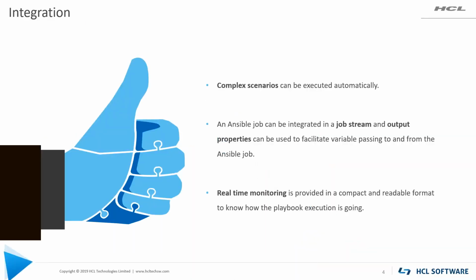With Ansible integration, complex scenarios can be executed in an automatic way, and most of all, everything is controlled from a single point. Ansible can be integrated easily, as I've already said, in a job stream, and the output properties can be used to facilitate variable passing to and from the Ansible job. The Ansible job itself exports some output properties that can be used by subsequent jobs. At last, real-time monitoring is provided in a compact and readable format. This is useful for a user to know exactly how the playbook execution is going.